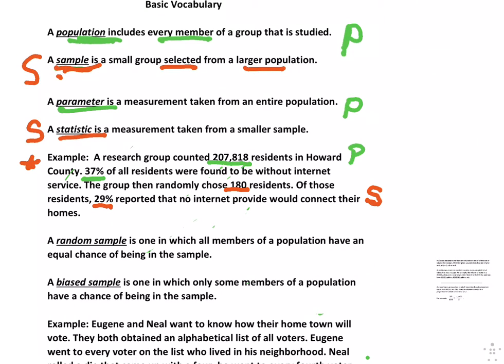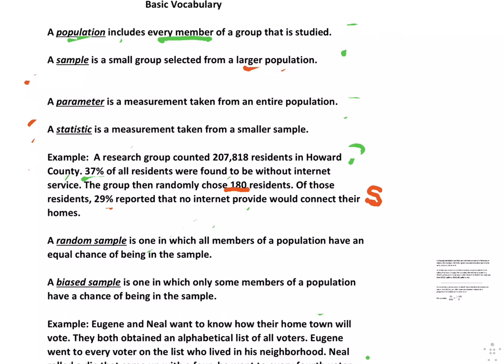Now, if we can move on to random versus biased sampling. Let me do a little erasing here and then go to our next item.